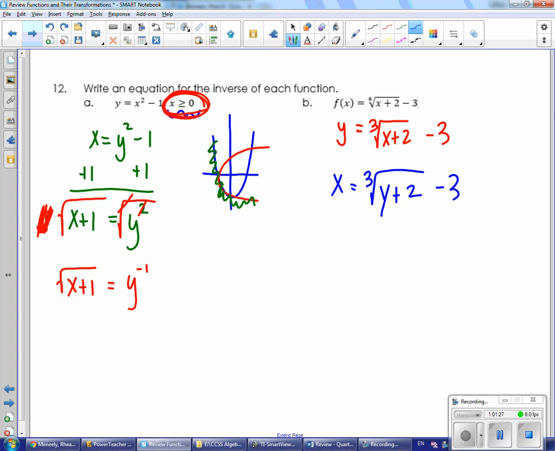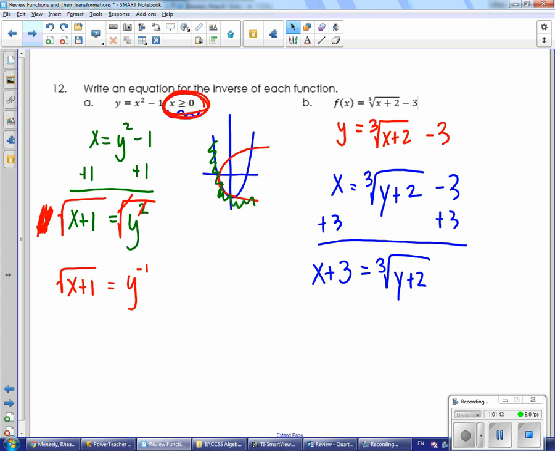So essentially, I want to get the cube root by itself, and then I'm going to undo the cube root with a power. So my first step is going to be to add 3 to both sides. So I'm going to have x plus 3 is equal to the cube root of y plus 2. And while it may be tempting to subtract the 2, I can't do that yet. Now I want to undo the root by raising it to the power of 3. And so the root of 3 and the power of 3 are going to cancel, and I'm just going to have y plus 2 is equal to.